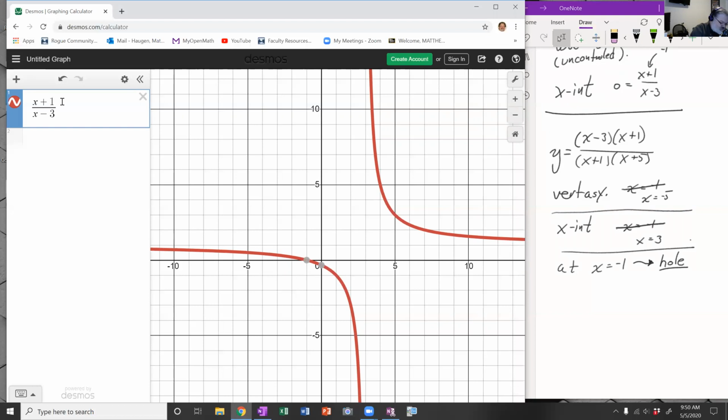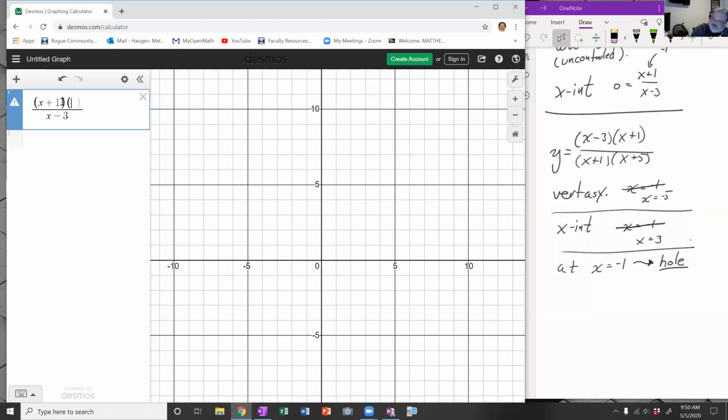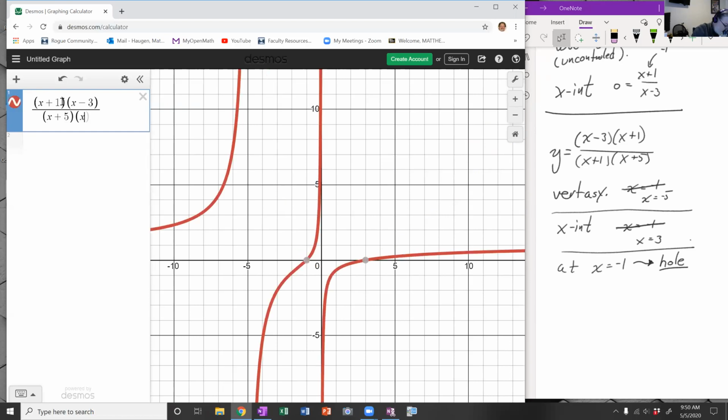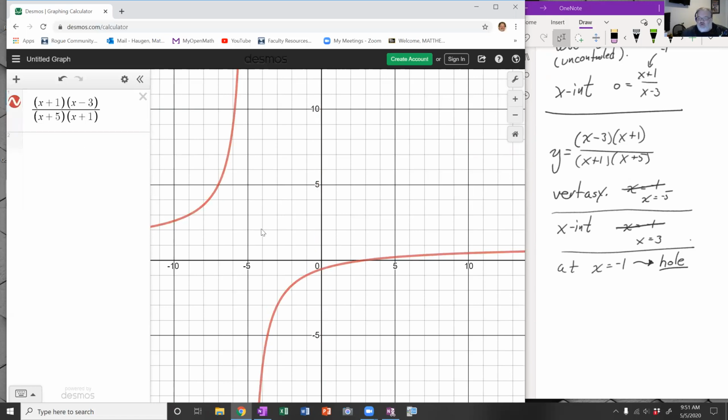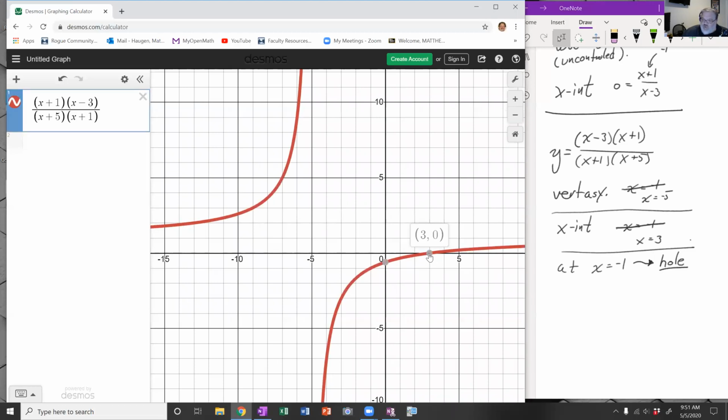So if we look at that, x plus 1 times, what was it, x minus 3, divided by x plus 5 and x plus 1. Well, what do we see? We see that x-intercept happening at x equals 3, just like we expected. We see a vertical asymptote at what looks like -5, and it is at -5. But at that -1, there's no x-intercept and there's no vertical asymptote. But if we look, we'll find a hole at that location.